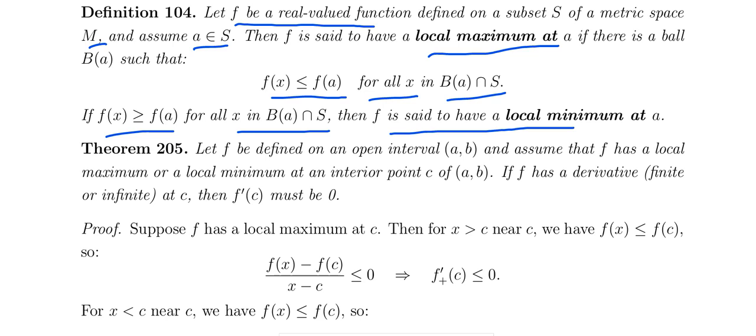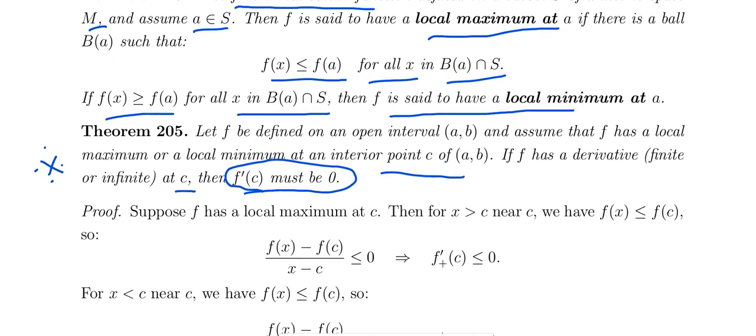Then f is defined on the open interval a comma b, and f has a local maximum or local minimum at the interior point c of a comma b, then if f has a derivative at c, f dash of c must be 0. That is a very important point. We have used this in many problems. So if there is a local minimum or local maximum at an interior point of the interval, the derivative at that point must be 0.